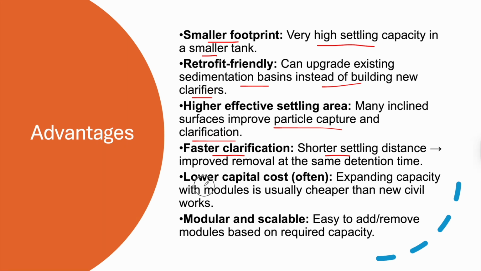Often we have lower capital costs, especially if we already have a settling tank, for example. So we can expand the capacity and the treatment volumes by simply adding modules, which is cheaper than new civil works. Also, tube settlers are modular and scalable. We can easily add or remove modules based on required capacity.